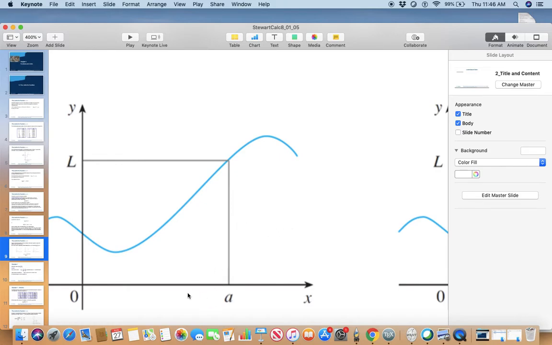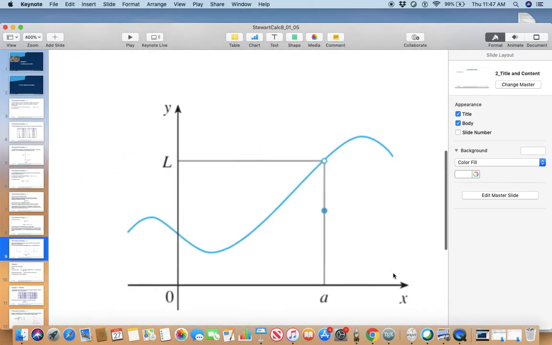Notice the limit when my x values go to a from the left. My f(x) values are below, and the f(x) values approach L. When I approach a from the right, my f(x) values come from above; first you're increasing, then you're decreasing, and you're approaching L. I don't care what happens at a.